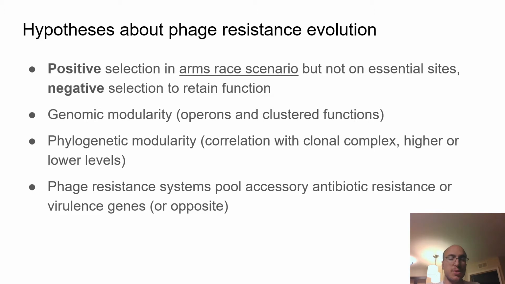In an arms race scenario, where phages and Staph aureus hosts are rapidly co-evolving, I'd expect there to be positive diversifying selection on protein-coding phage resistance genes, but not on their essential sites. On the other hand, if these genes are truly essential, or if they're essential in multiple environments where Staph aureus tends to grow, I'd expect there to be negative selection on these genes to retain their function.